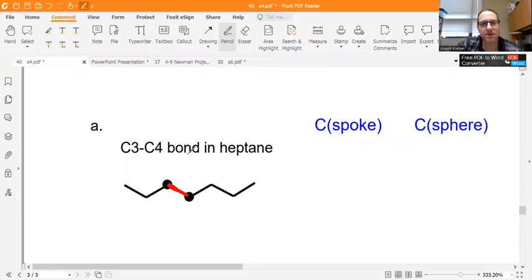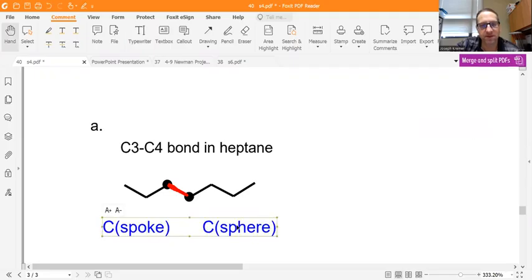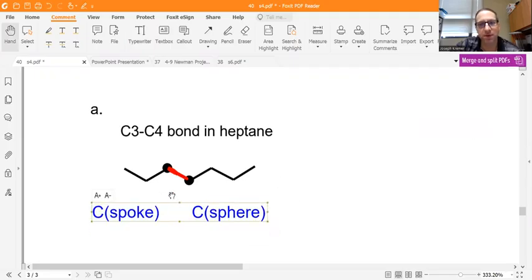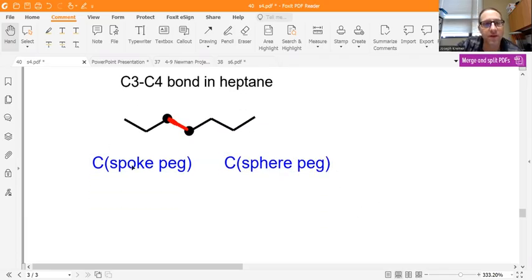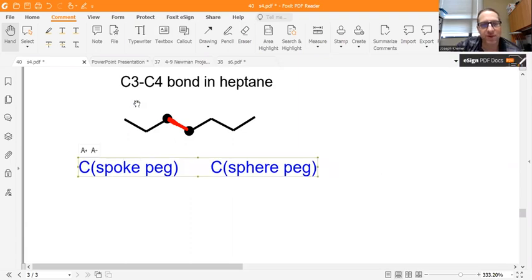So this is going to be the spoke carbon. Slide these over here. Spoke is to the left, sphere is to the right. The pegs, okay? Spoke, peg, sphere, peg. Sphere, peg. So what groups do you see attached to the spoke vertex? Be careful how you circle this, okay?